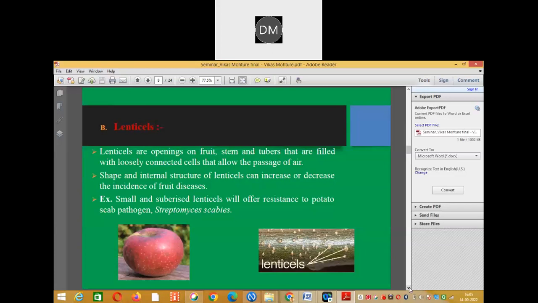Another opening is the lenticels. Lenticels are openings on the fruit, stem, and tubers, filled with loosely connected cells that allow the passage of air. The shape and internal structure of the lenticel can increase or decrease the incidence of fruit diseases. One pathogen, Streptomyces scabies, tries to enter through the lenticel, but the potato plant prevents it from entering.